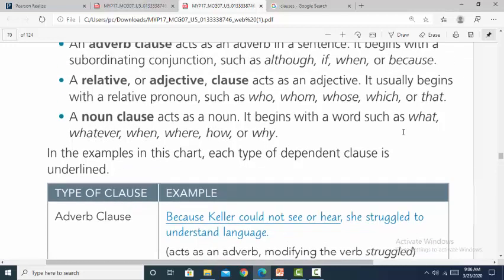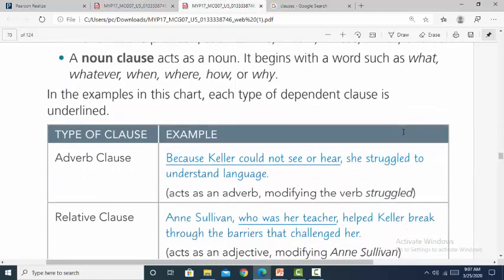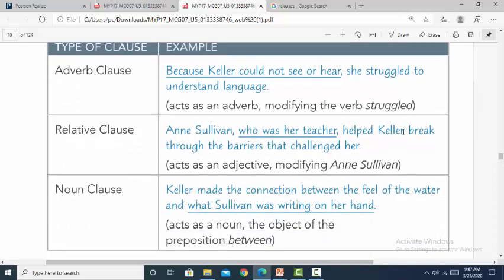Move to the third kind, which is a noun clause. A noun clause acts as a noun, so it begins with a word such as what, whatever, when, where, how, or why. Again, a noun clause acts as what? Yes, acts as a noun. And it actually begins with a word such as what, whatever, when, where, how, or why. Move to the example for the noun clause. Killer made the connection between the feel of the water and what Sullivan was writing on her hand. If you see the second clause here, what Sullivan was writing on her hand, this clause acts as a noun, and it's actually the object of the preposition between.